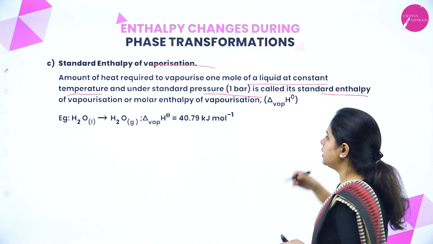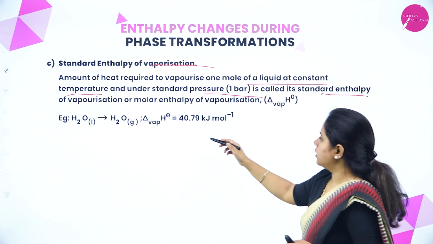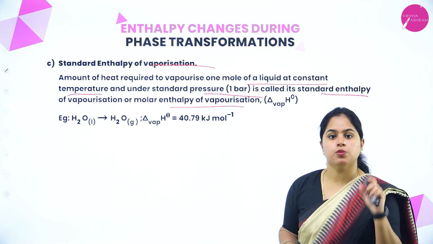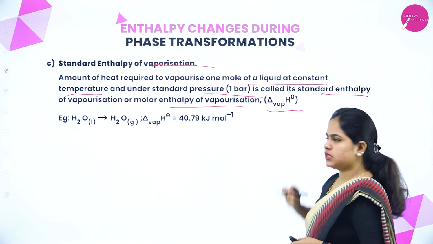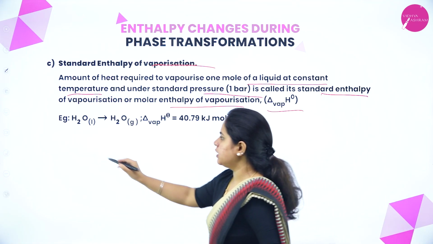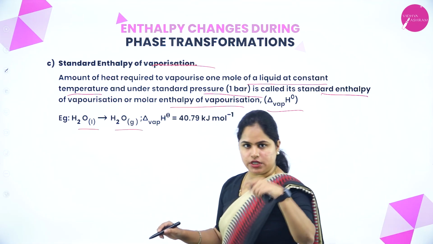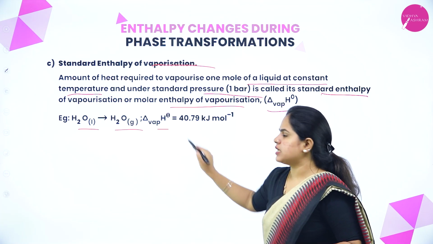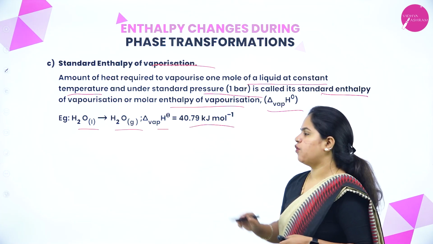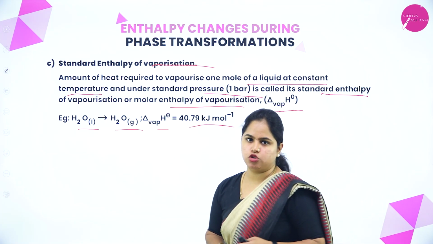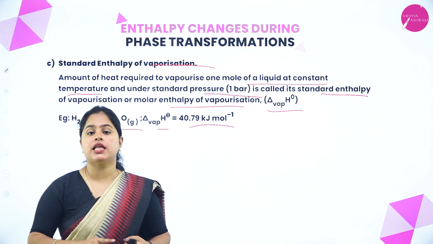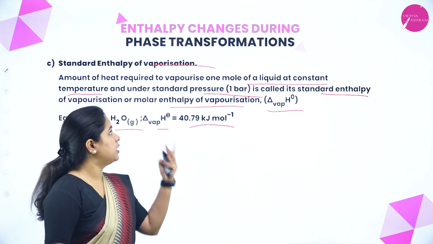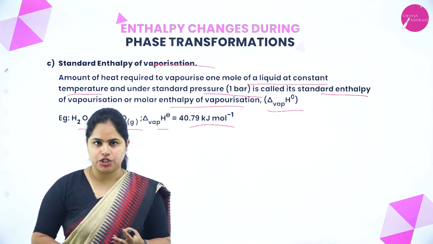It is called standard enthalpy of vaporization, or molar enthalpy of vaporization. Molar because we are talking about 1 mole. So it is represented in this form. As you can see here, water in liquid state getting converted into water vapor is called enthalpy of vaporization, and it is 40.79 kilojoule per mole. So I hope standard enthalpy of fusion, standard enthalpy of sublimation and standard enthalpy of vaporization is clear for you.